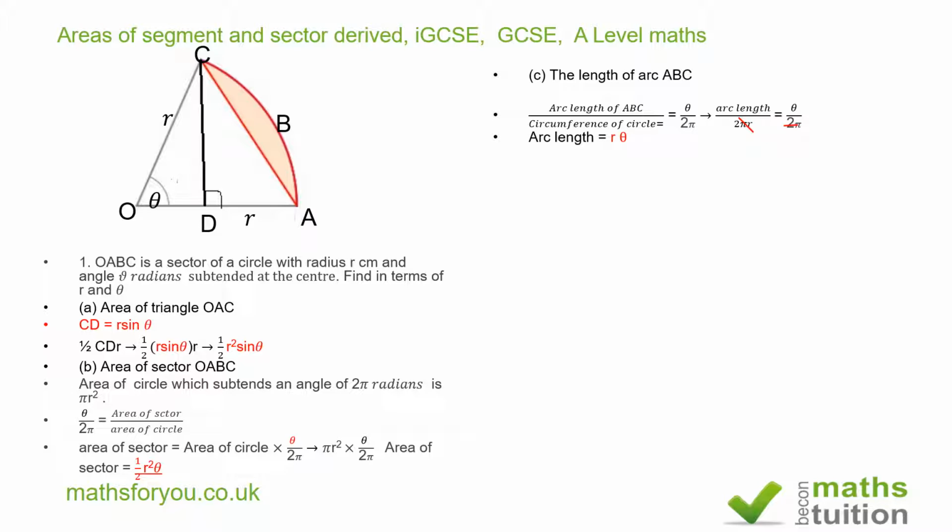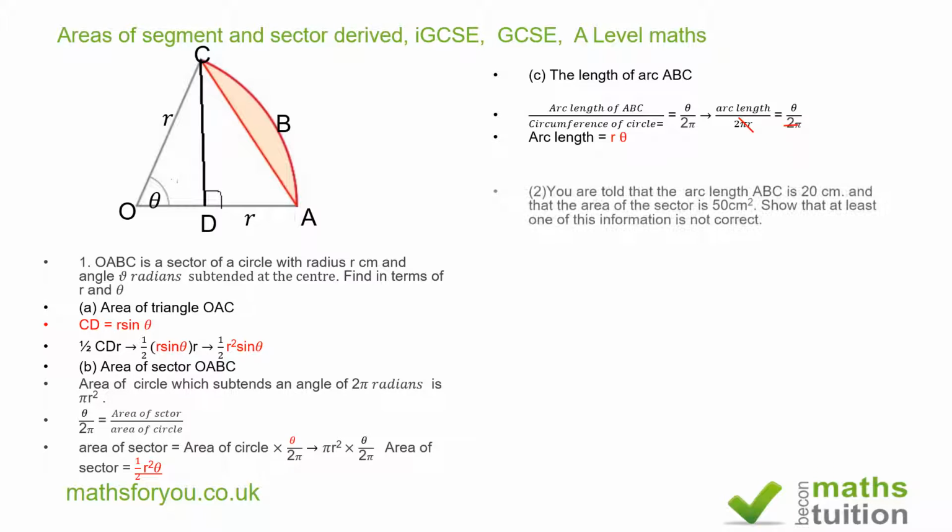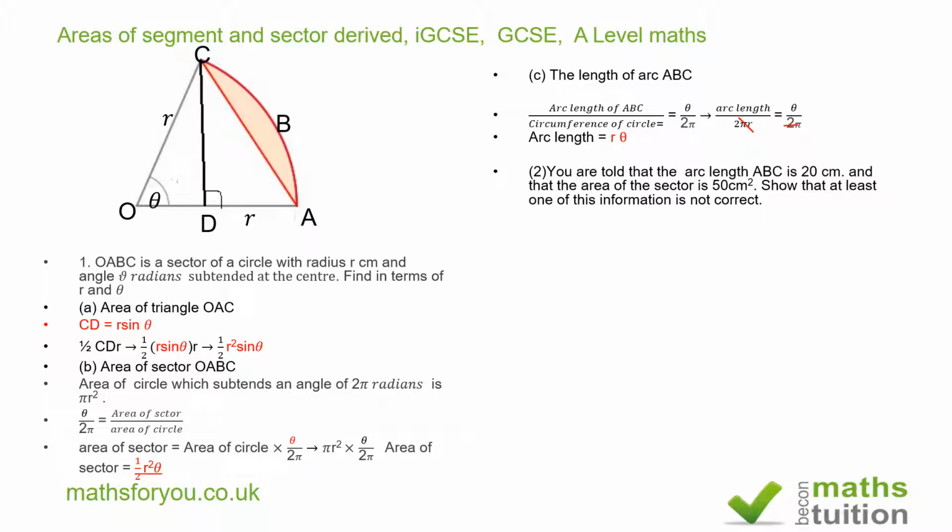Okay, now for this section, we have 3 marks. The next section carries 4 marks. And that says you are told that the arc length ABC is 20 centimeters and that the area of the sector is 50 centimeters squared. Show that at least one of this information is not correct. Okay? Right. The only way we can show this is to try and find the area of this segment here.